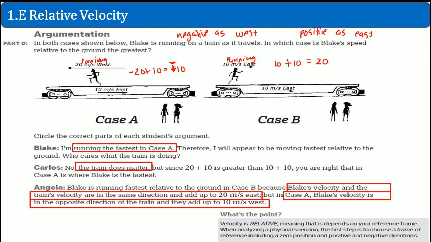Carlos is correct in the statement that the train does affect the total system. Okay, so you take into consideration the entire system of the train, the runner, and everything together, right? The fastest traveling is case B, which is Blake.